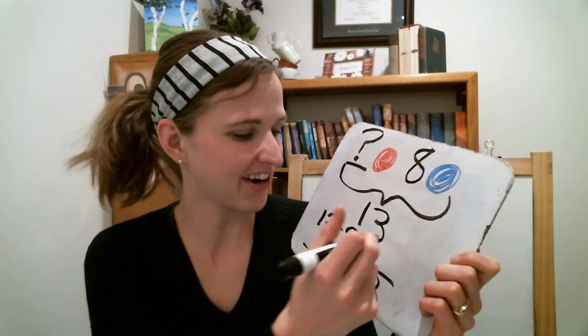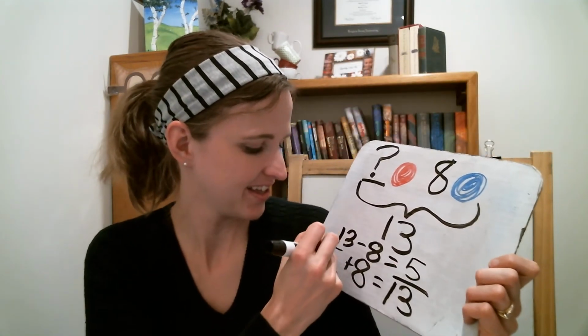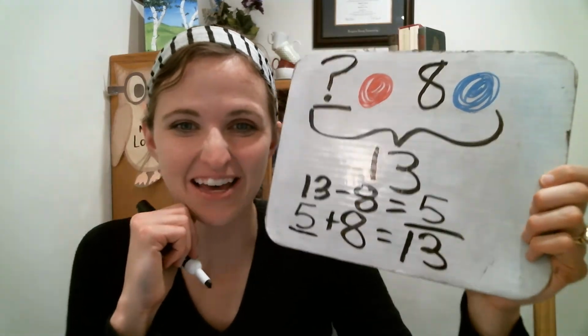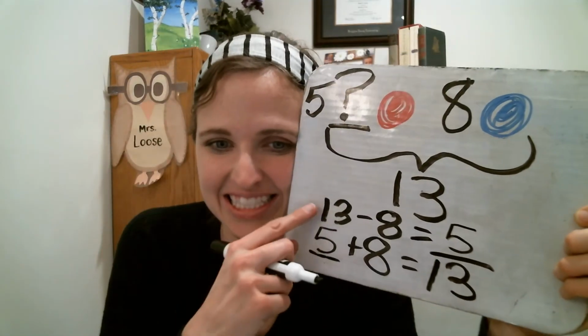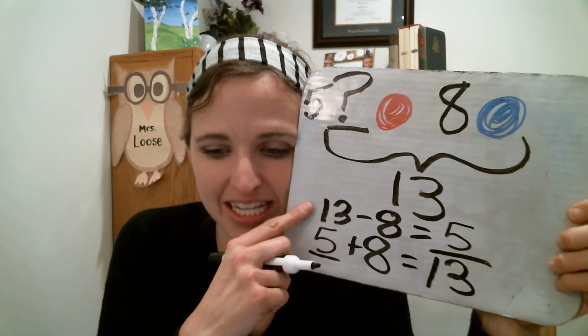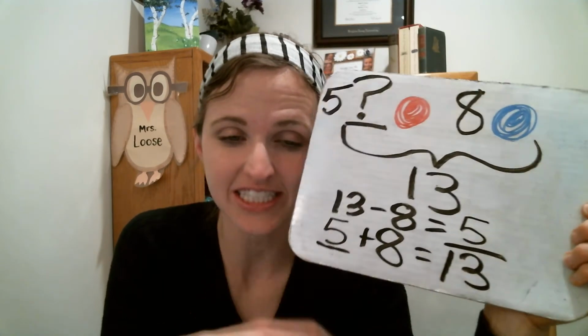Did you get the answer 5? It is 5. There are 5 red marbles. I did this by counting back from 13. I just counted backwards. I had 13 and I count minus 8. So 13, 12, 11, 10, 9, 8, 7, 6, 5. And I landed on the 5. There we go.